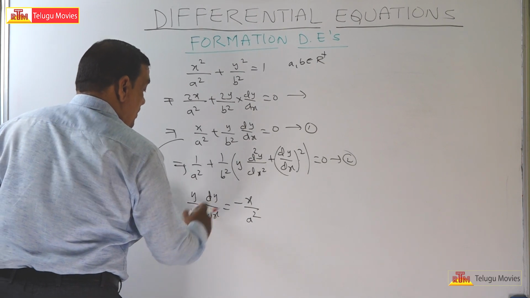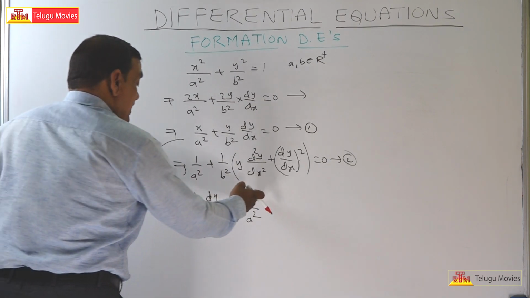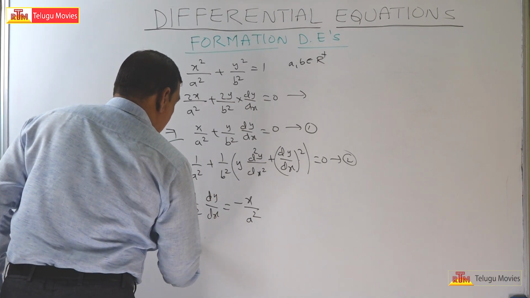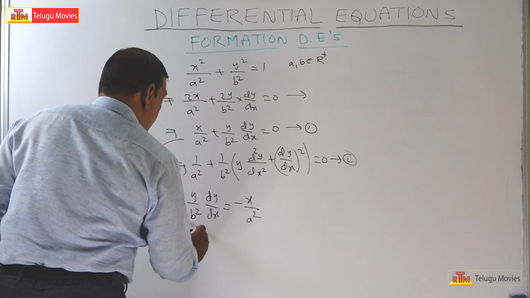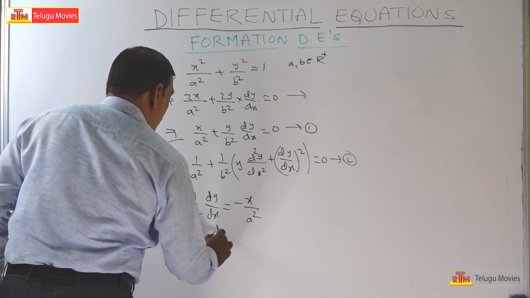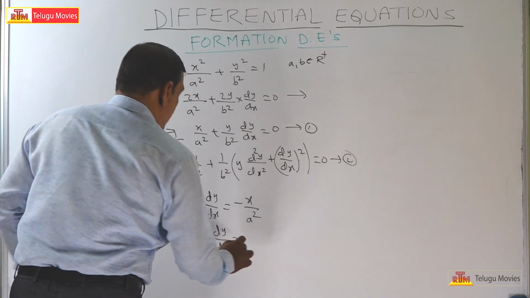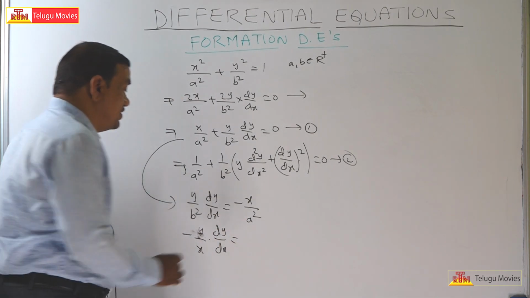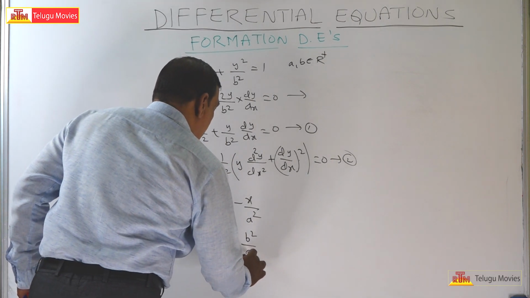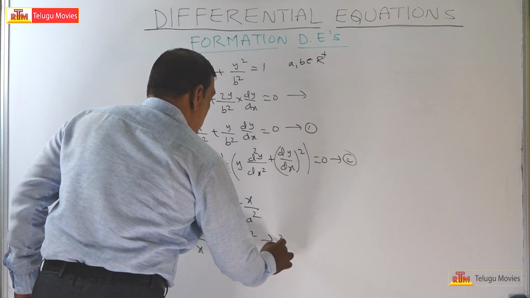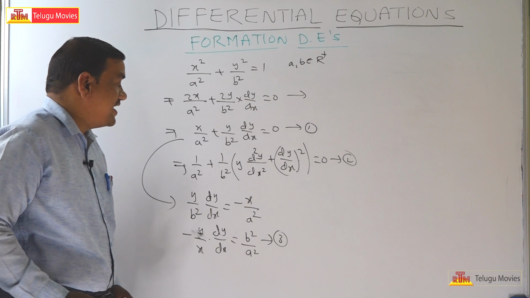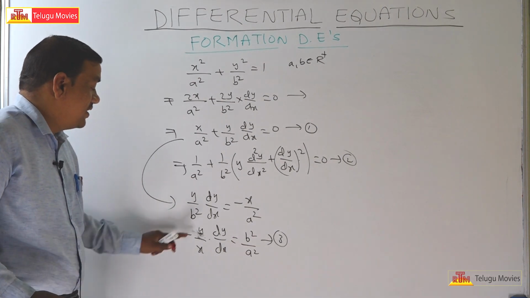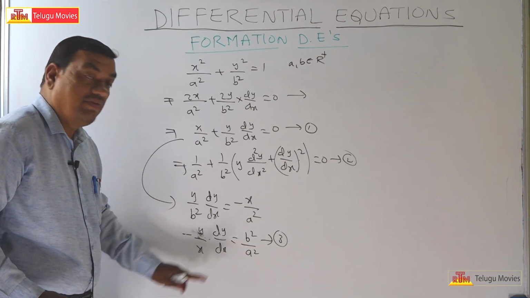So, take minus x this side. So, this is minus y by x into dy by dx is equal to, I am taking minus x this side, minus also is equal to b square by a square. You call it as third equation. So, your b square by a square value is equal to how much? Minus y by x into dy by dx.